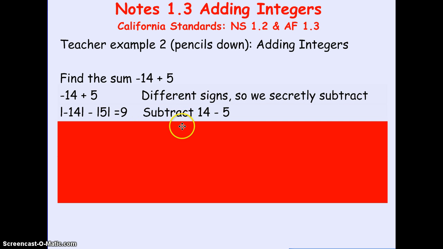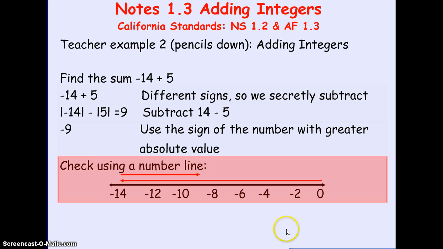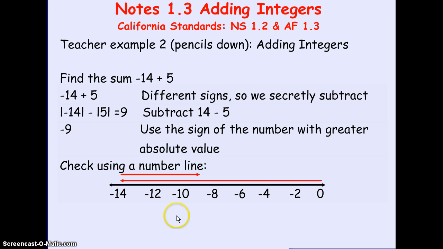And then we want to look at the absolute values. Negative 14 has a greater absolute value, so that means our answer will be negative 9. If you want to take a look on a number line, this is how it will look. You start at 0, you go backwards 14 spaces, and then you go forwards 5, and you end up at negative 9.